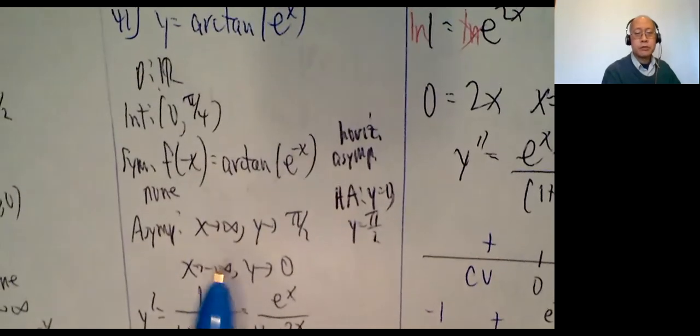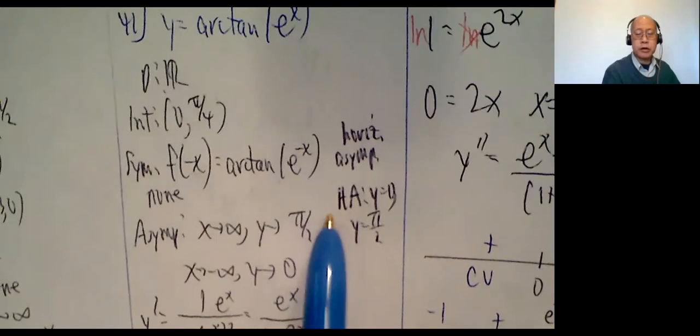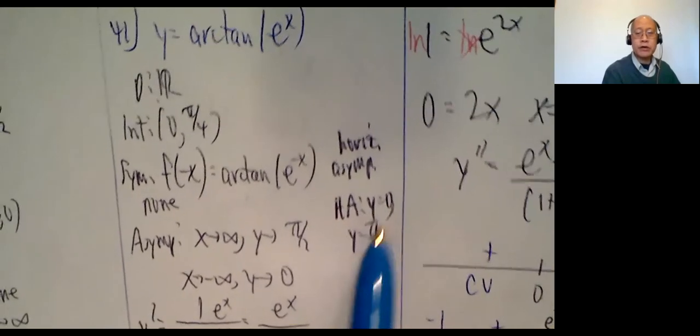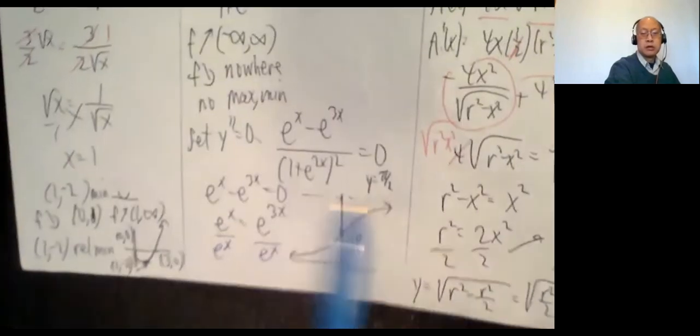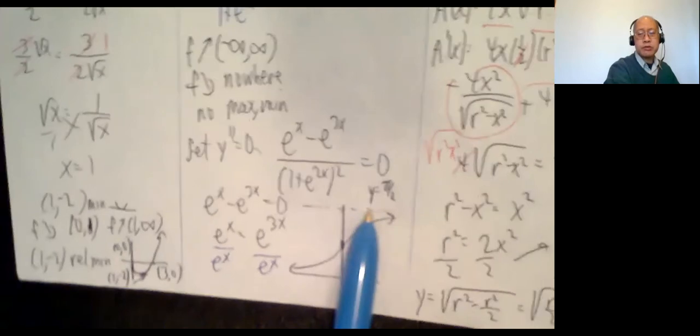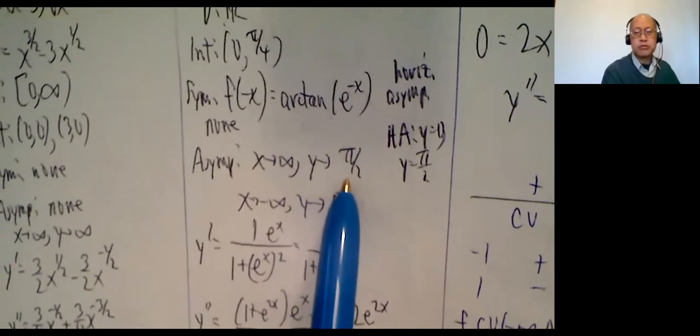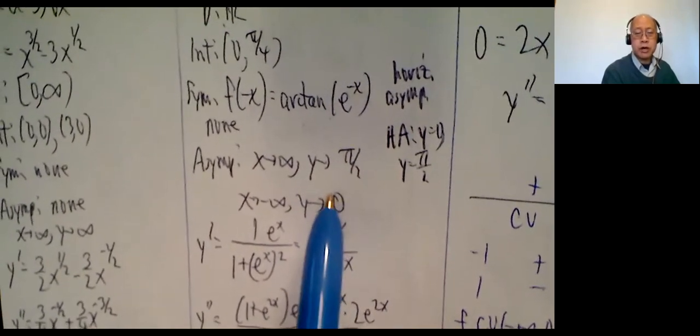So I have horizontal asymptotes, HA, y equals 0 and y equals pi over 2. When I go way out that way, I approach pi over 2. When I go way out that way, I approach 0. So remember, arctangent of a super big number is close to pi over 2.